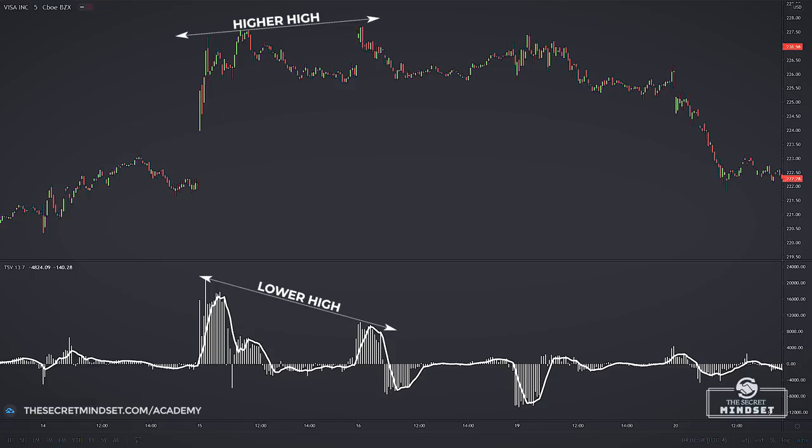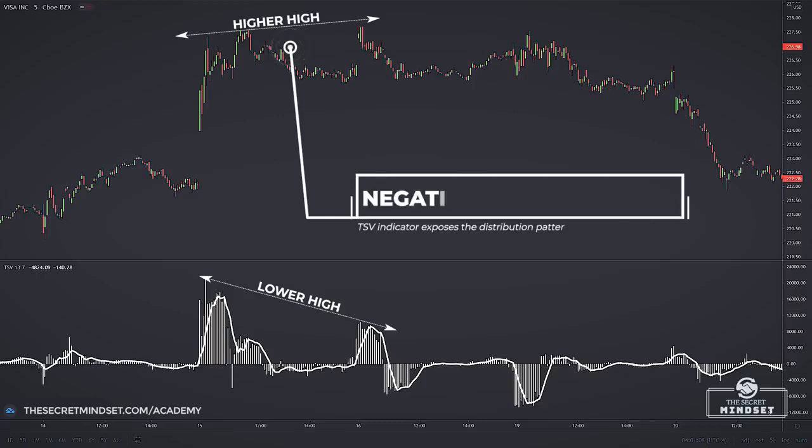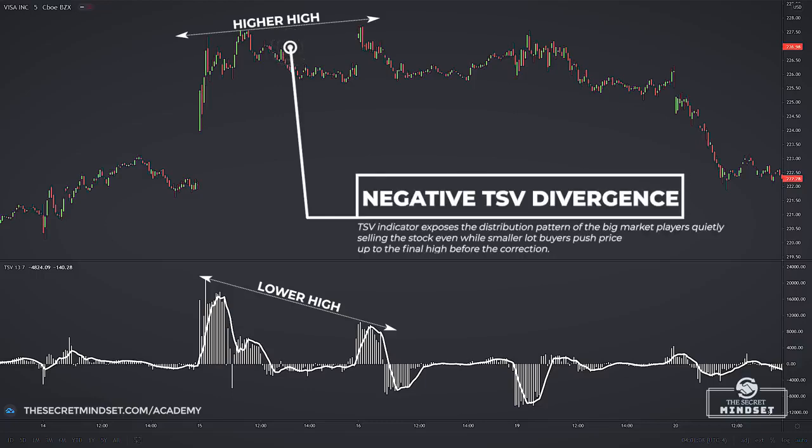For instance, if a price is making successively higher highs while TSV is making successively lower highs, this would constitute a series of negative divergences. This would be a leading indication of a possible top. In this case, the TSV indicator exposes the distribution pattern of the big market players quietly selling the stock even while smaller lot buyers push price up to the final high before the correction.